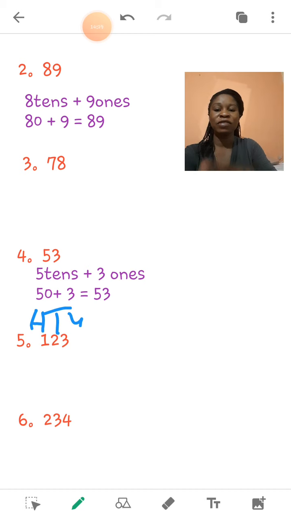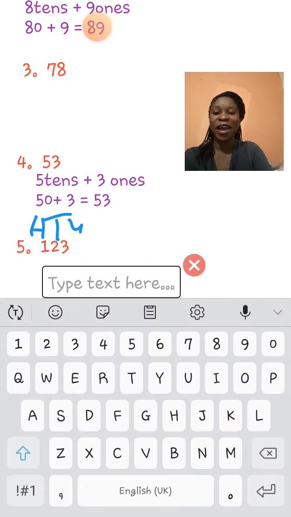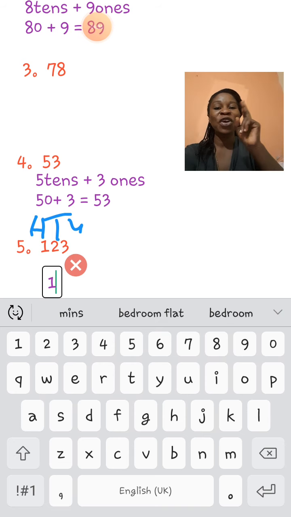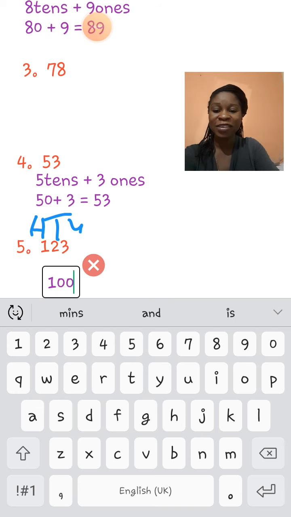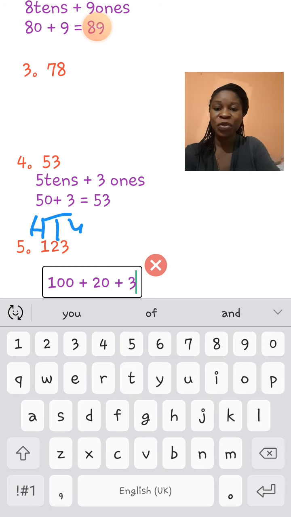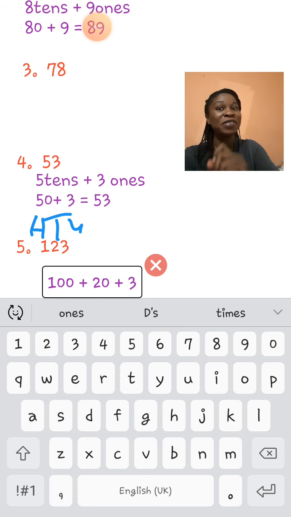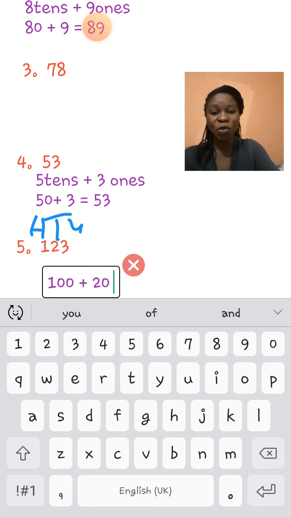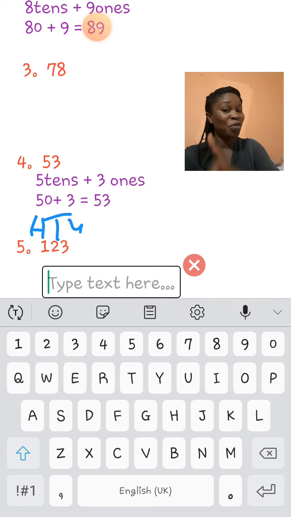That is HTU. So I bring up my keyboard again and I write 1. Remember I said the 100, you have 2 zeros. 100 represents 2 zeros. So we have 100 plus 20 plus 3. Oh, I missed the first step. I'm not supposed to do that. So we go back again.